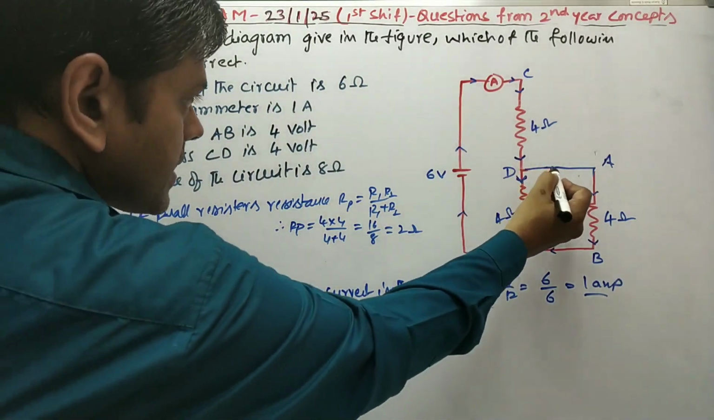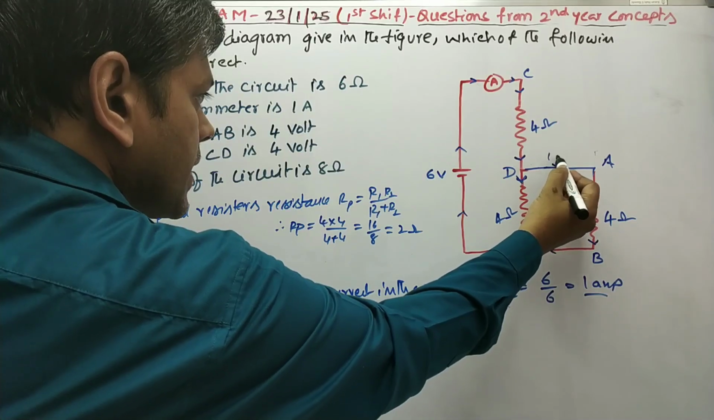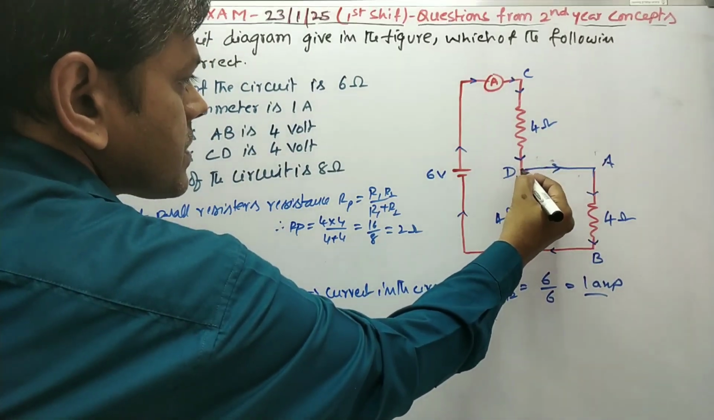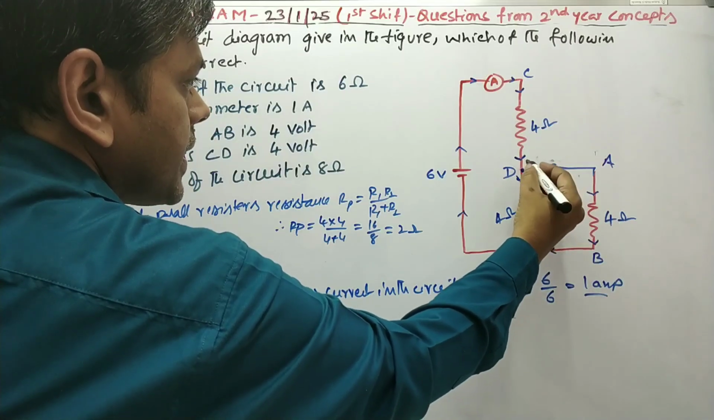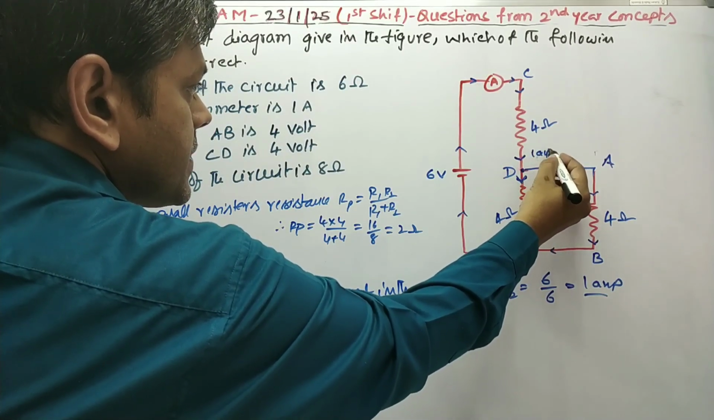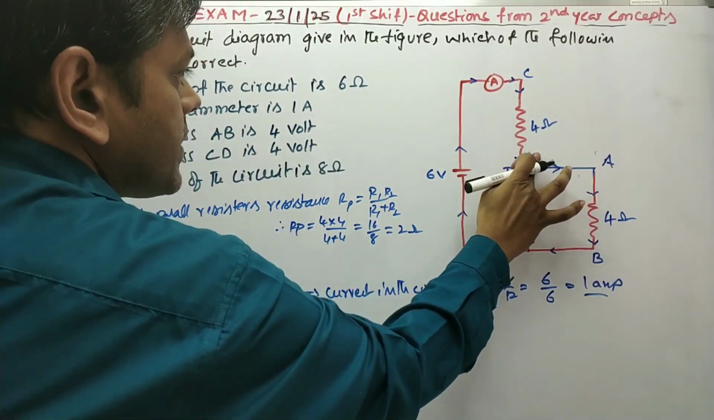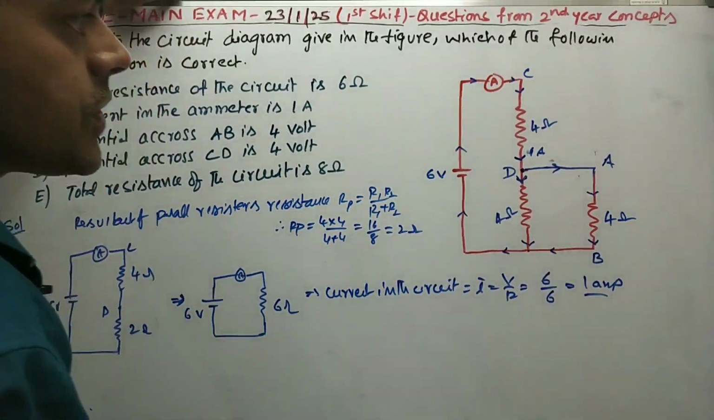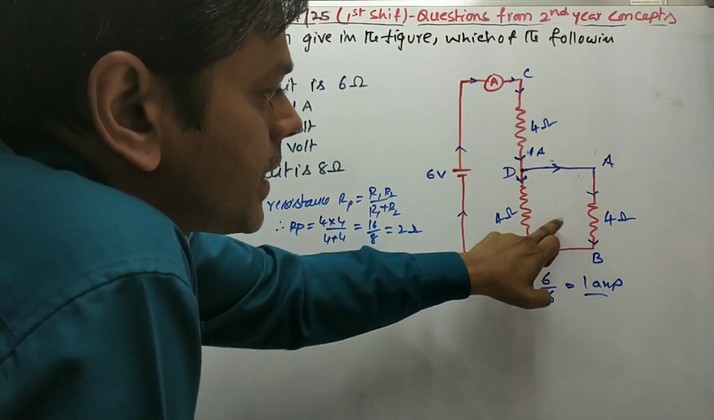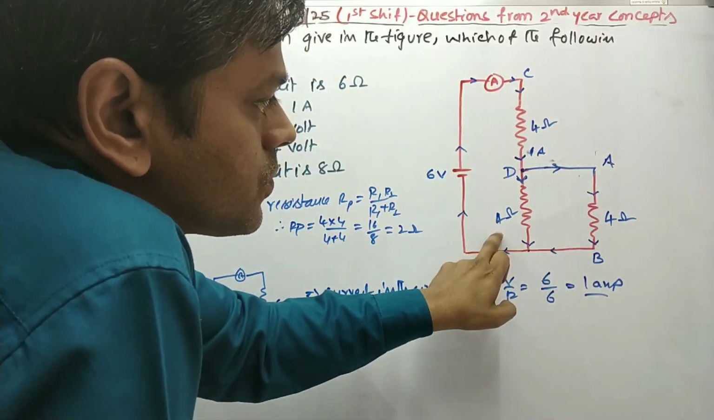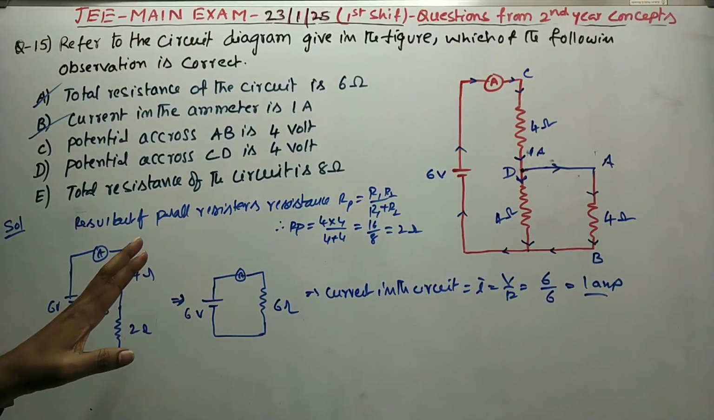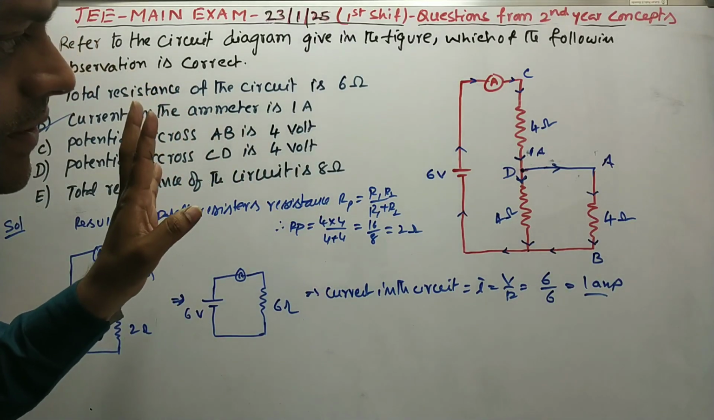What is the current passing in the entire circuit? 1 amp, isn't it? But at this junction, this 1 amp current is distributed at junction D. So different currents pass across these two. So the potential difference across AB and CD remains the same, but the current is distributed.